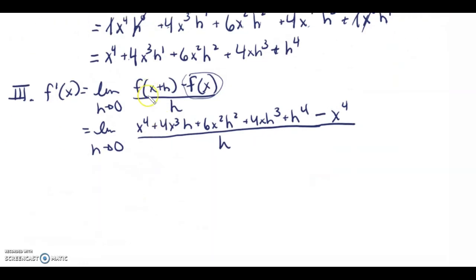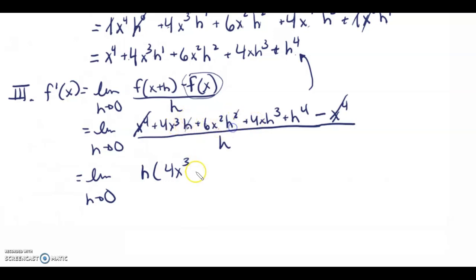Okay. So we have x to the 4, negative x to the 4. So we're going to have the limit as h approaches 0. And we know that all of these terms are different, because if any of these were like terms, we would have collected them in the original expansion. So let's go ahead and factor out an h. We're left with 4x to the 3, right? And that one goes away.